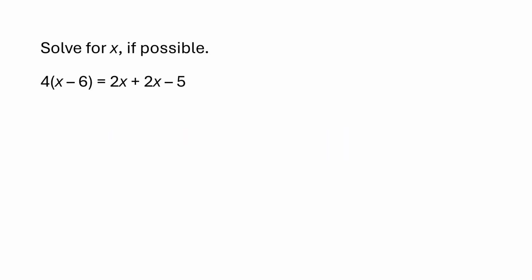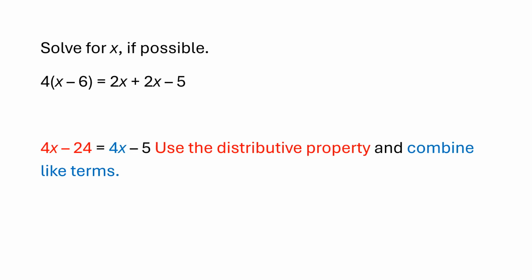So we'll try this. Solve for x. 4 times the quantity x minus 6 equals 2x plus 2x minus 5. 4x minus 24 equals 4x minus 5. We've used the distributive property and we have combined like terms. Here's where we use the distributive property, and here's where we have combined the like terms.